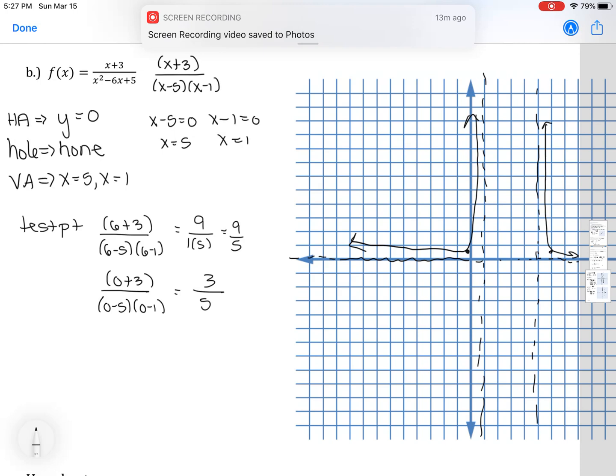And then you want to pick something somewhere in between. So let's say 3 would be in between. If I sub in 3, 3 minus 5, 3 minus 1, 6 over negative 2 times positive 2, 6 over negative 4. That gets me about negative 3/2. So that's about negative 1.5. And what you're going to find if you keep picking points, you're going to get a very similar representation.